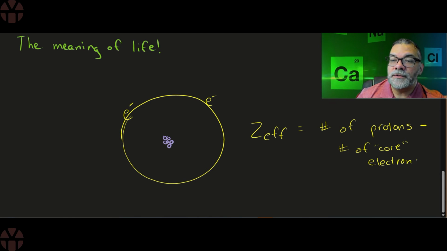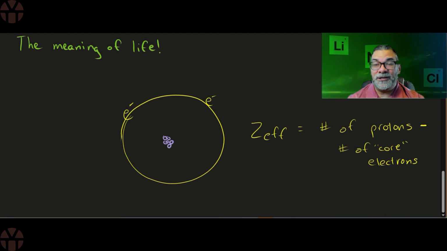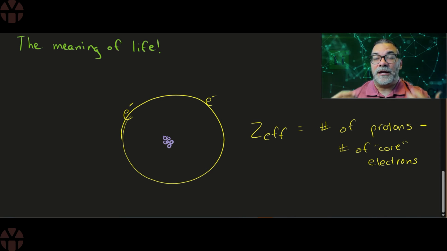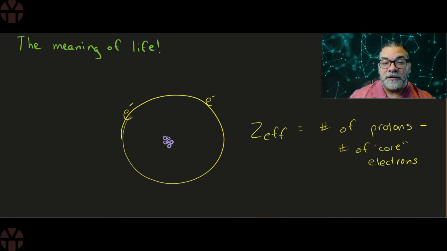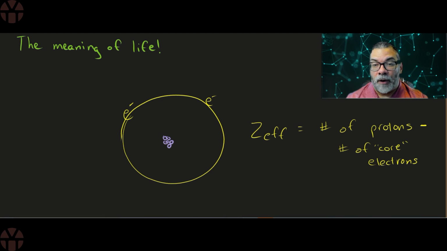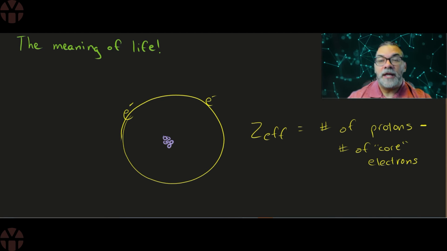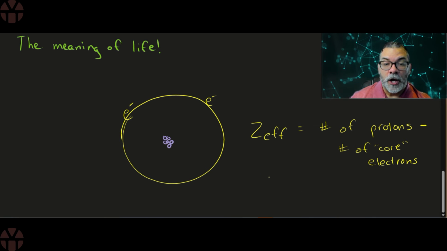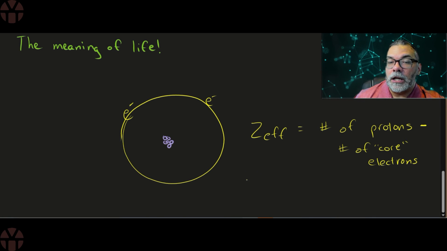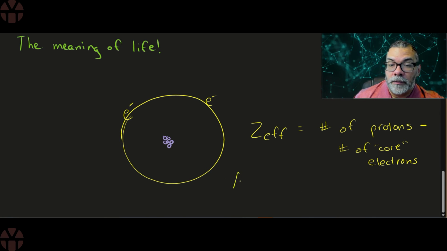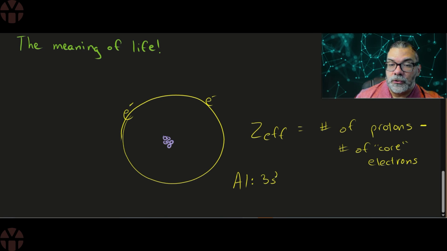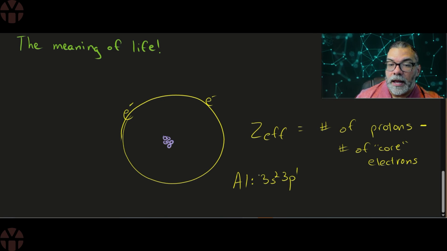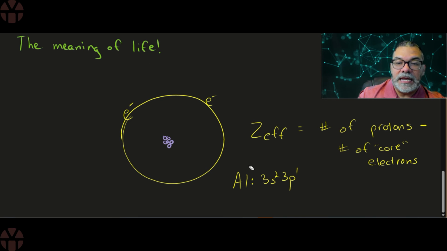Now, what was a core electron? Well, in a nutshell, it was any of the electrons that weren't valence electrons. They were any of the electrons that were inside, or at a lower energy level than wherever the valence electrons were. So in the case of something like aluminum, I'm going to see that aluminum would be 3s2, 3p1. And it had neon, neon in brackets.